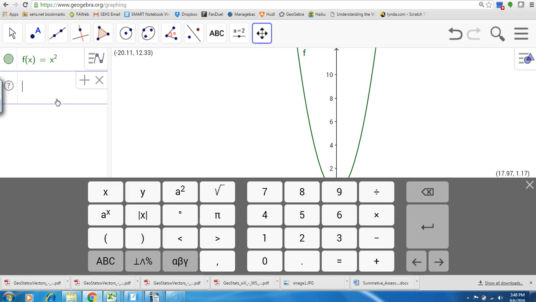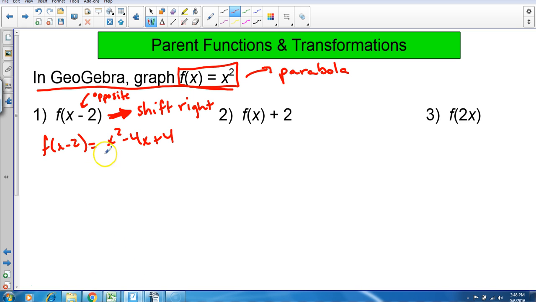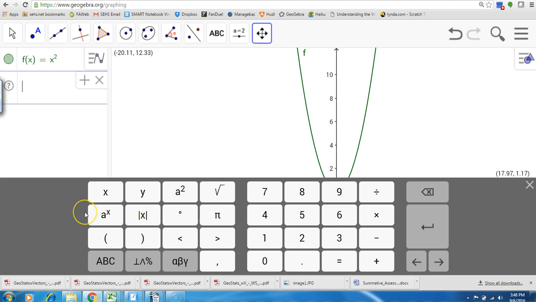So what we want, again, we already simplified that algebraically. When we simplified it algebraically, we came up with this expression, x squared minus 4x plus 4. So let's enter that into GeoGebra.